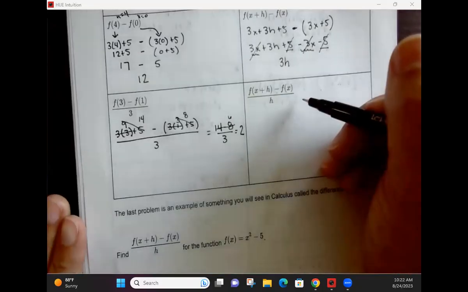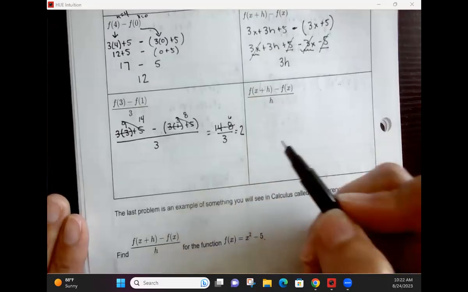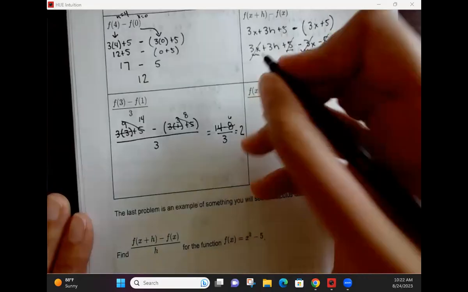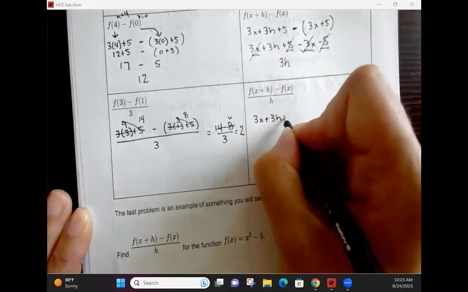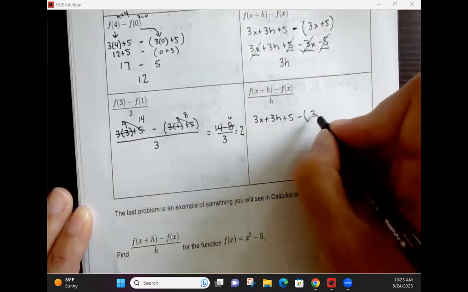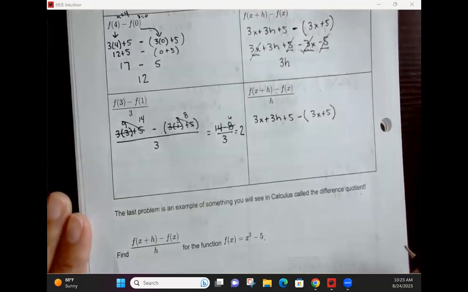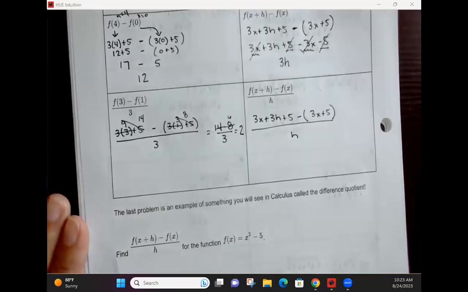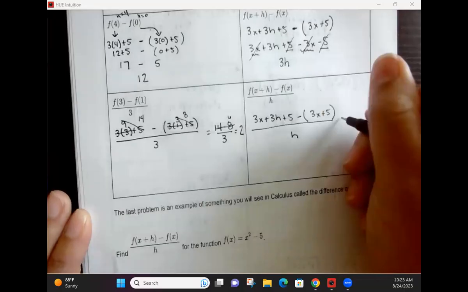We're going to look at the same thing now with those variables in there, right? And placeholders. F of x plus h, we know, is 3x plus 3h plus 5 minus, we know f of x is 3x plus 5. Right? And then all over h. Now this top portion we've already done. We know that that's just 3h.